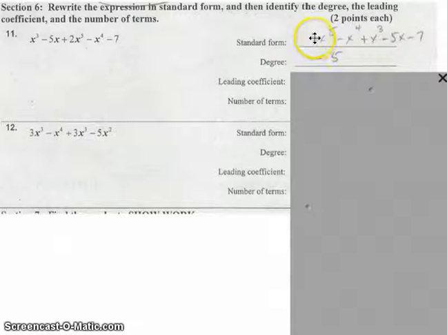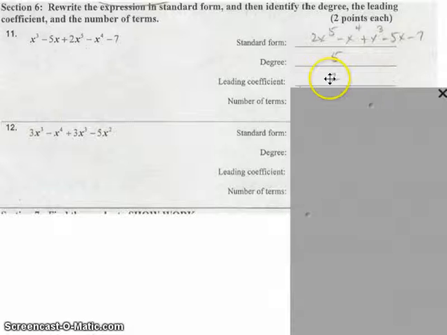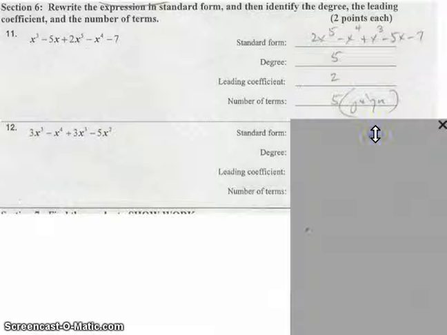The lead coefficient is the number out in front of that term. In this case, it's positive 2. And the number of terms, 1, 2, 3, 4, 5. I didn't care if you wrote 5 or you wrote polynomial.